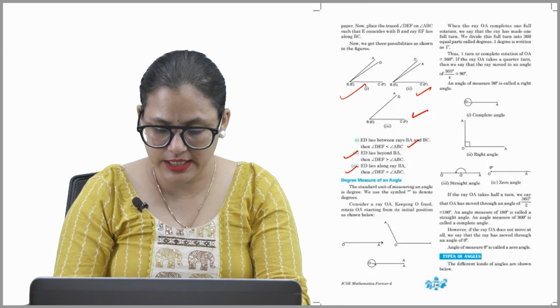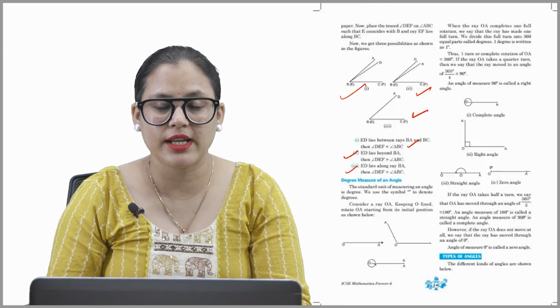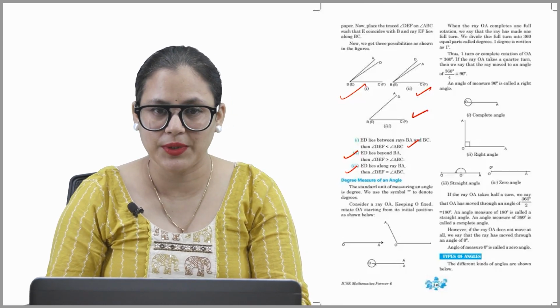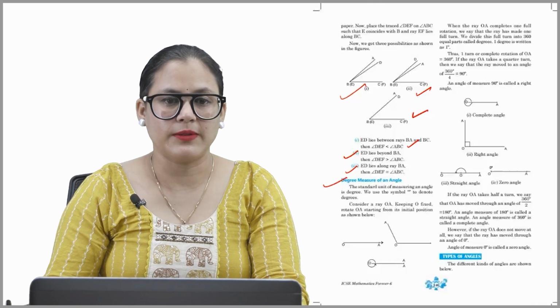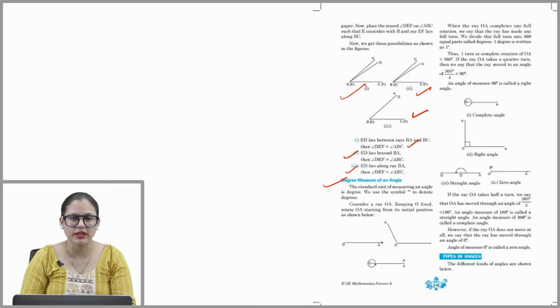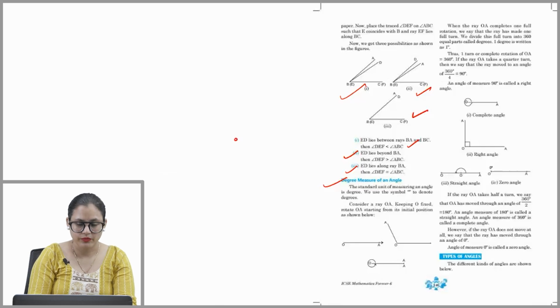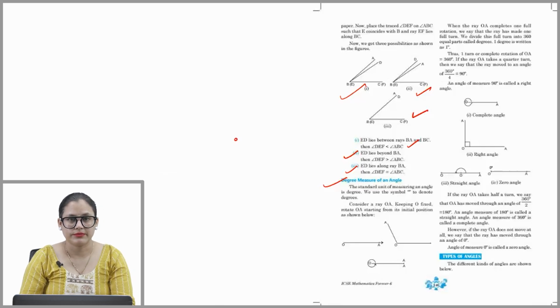And third, if ED lies along ray BA, then angle DEF is equal to angle ABC. Okay. Degree measure of an angle. The standard unit of measuring an angle is the degree. We use this symbol to denote degrees.